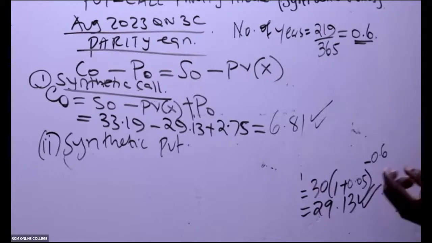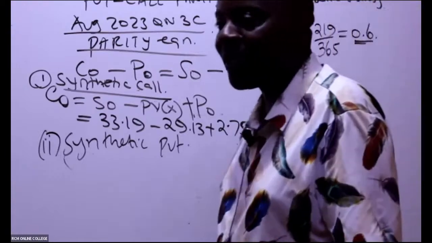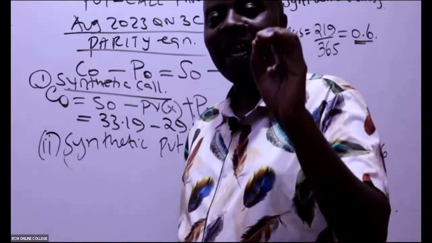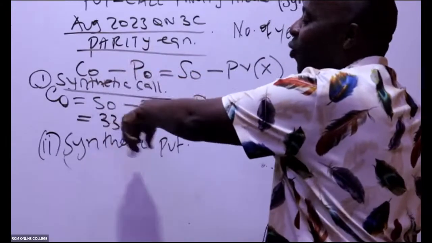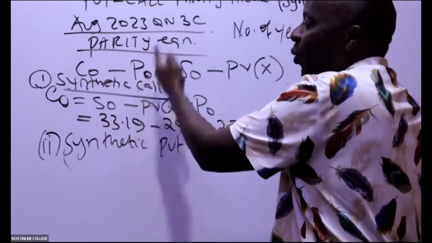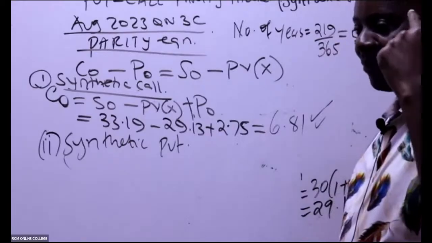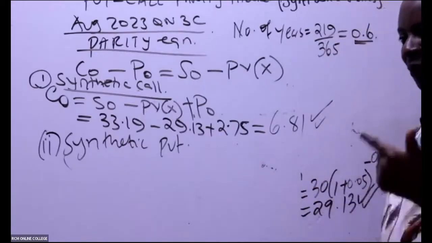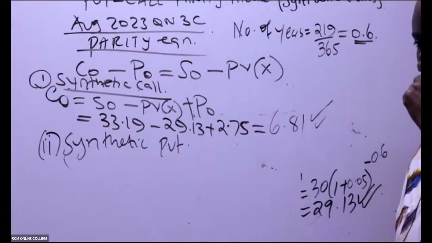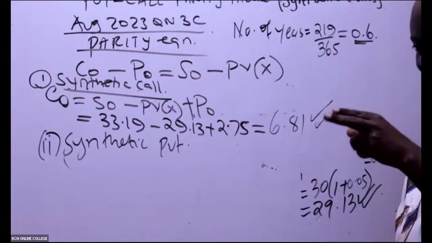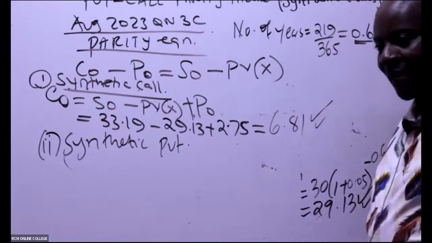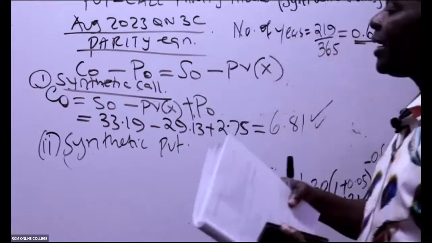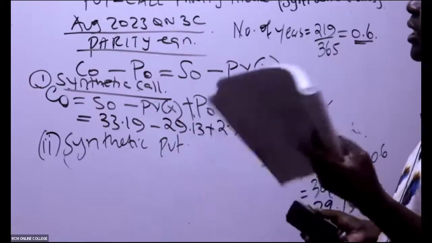So synthetic, whenever you want to get a synthetic asset, you must always go back to the call-put parity equation. You must go back to this. And then now you make which one the subject? You make PO the subject of the formula. Is there somebody who was able to make PO the subject of the formula now? I cannot see many answers. So go ahead and make PO the subject of the formula.